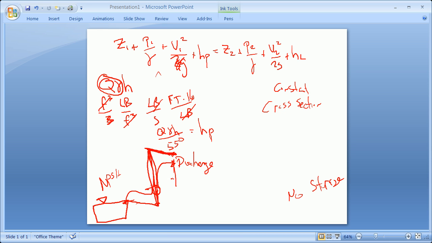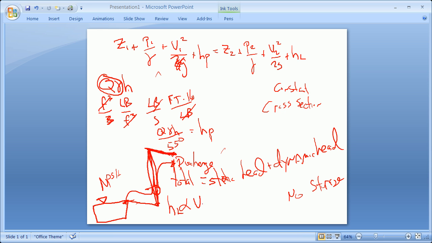So total head of the pump is going to be equal to the static head plus the dynamic head. The static head is the head you're pushing against, or the elevation you're pushing against, if in fact there is no flow. But we remember that head loss is proportional to a velocity head. So as you pump more and more water, you have more and more head loss.